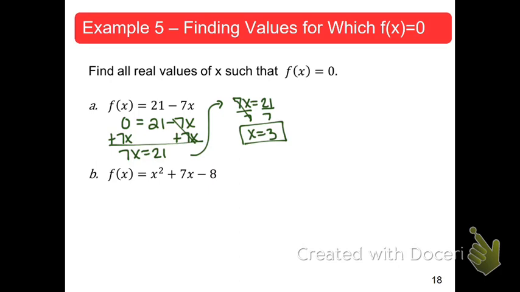For B, same thing. We want to find all the real values of x such that f of x equals 0. So let's substitute f of x is 0. Now, how do we solve this when you have an x squared and an x in there in your equation? You can't just move the 8 over.